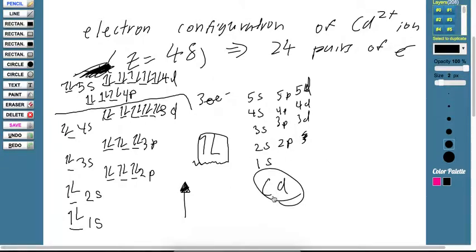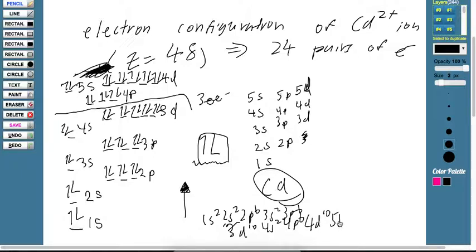So this is what we have for cadmium, right? We have 1s2, 2s2, 2p6, 3s2, 3p6, 4s2, 3d10, 4p6, 4d10, 5s2. Except we want to find the electron configuration of cadmium 2+.